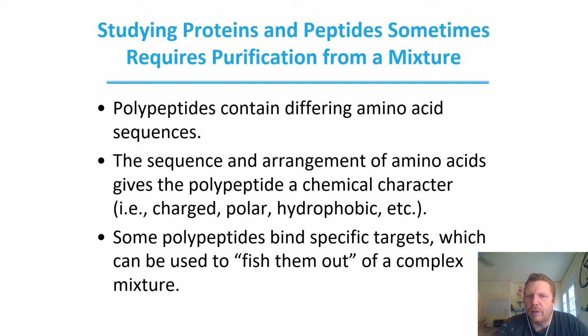Polypeptides contain differing amino acid sequences. The sequence and arrangement of amino acids gives the polypeptide some chemical character. It can tell you about how hydrophobic it is, how polar it is, what the overall charge is. Some polypeptides bind to specific targets, which can be used to collect them or fish them out of a complex. So if you have a protein that's positively charged, do you know what you would need to do in order to separate it from the rest of its mixture? Yeah, find something, or use a bait basically, that's negatively charged.